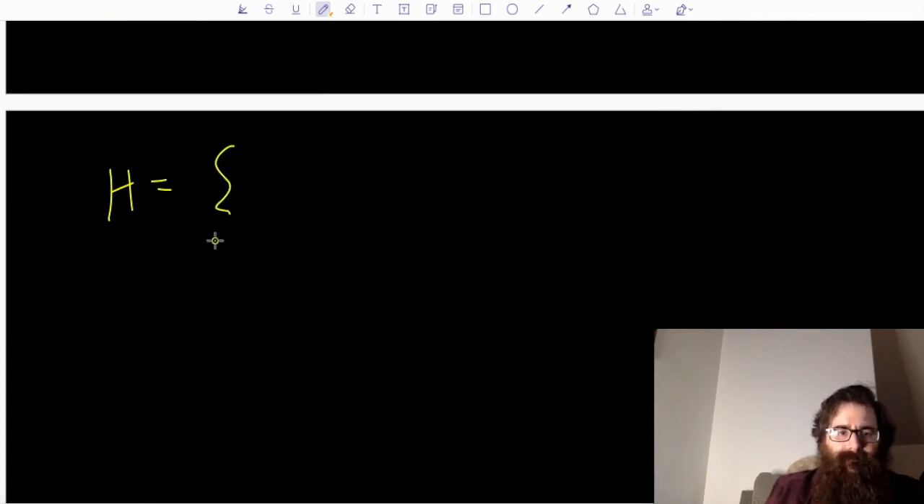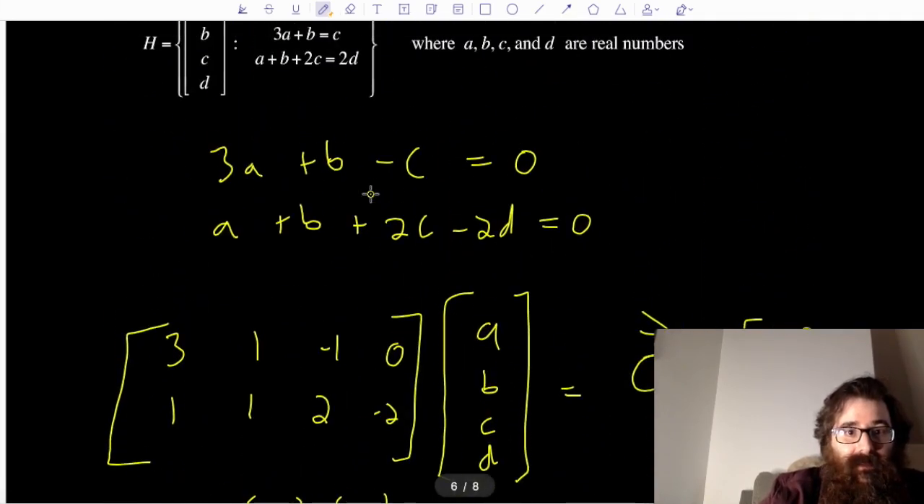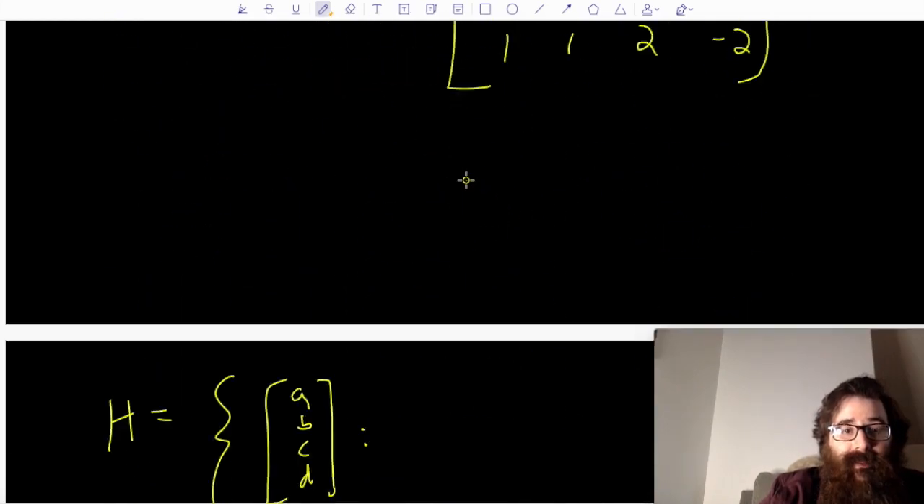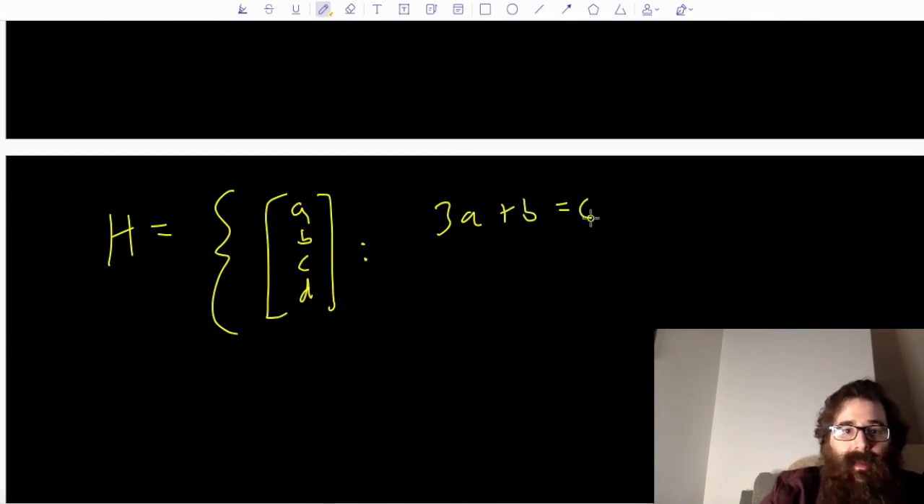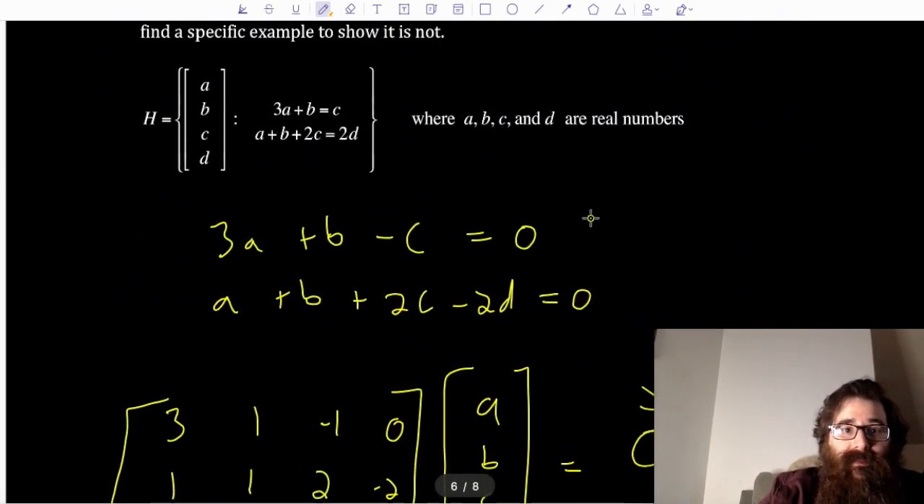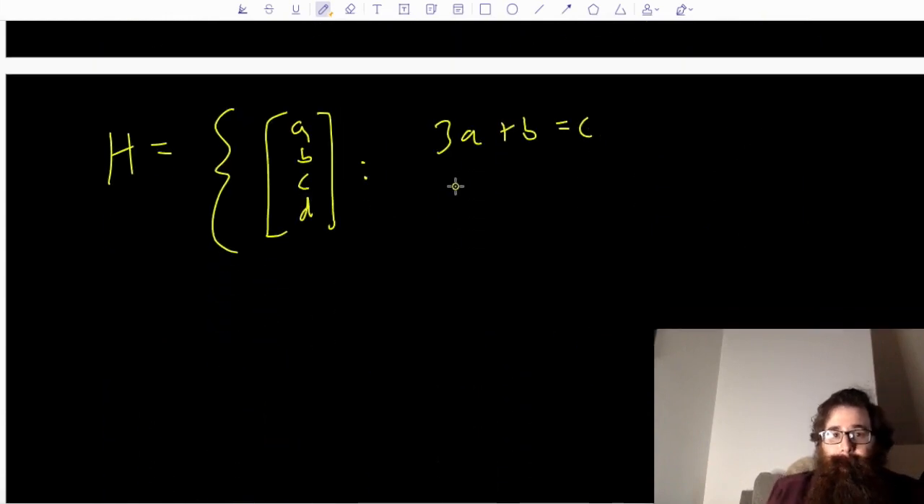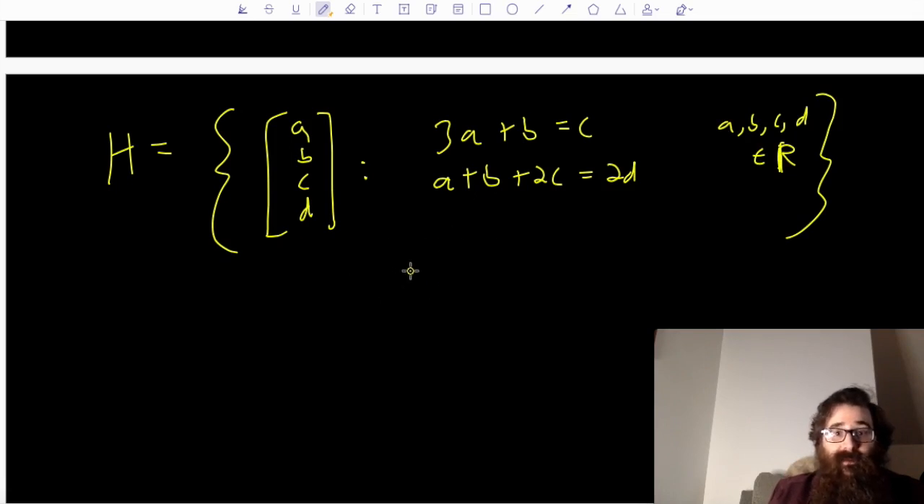We could say H is a set of vectors A, B, C, D, such that, and what were my equations? You're going to like this one too. 3A plus B equals C. And we had one more. A plus B plus 2C equals 2D. And we remember A, B, C, and D have to be real numbers. So A, B, C, D have to be elements in our real number system. This is what we were given for our restrictions.